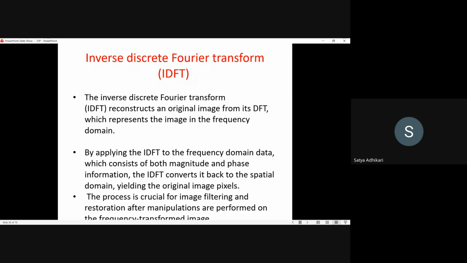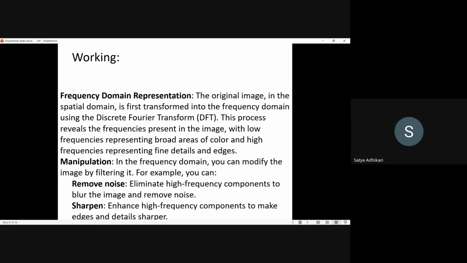filtering and restoration, what is DFT used for? So you see what type of operations DFT supports. Once an image which initially was in the spatial domain is converted to the frequency domain, you can perform this type of operation.